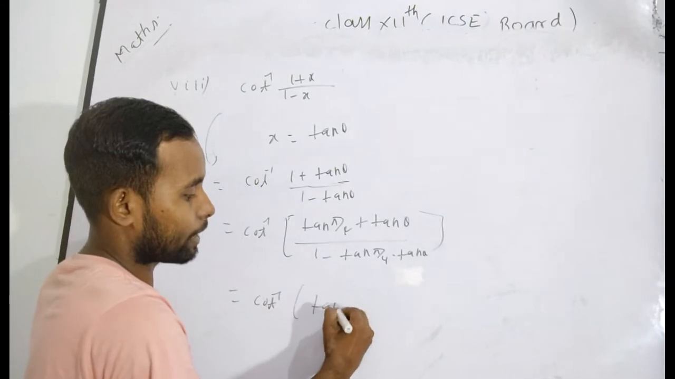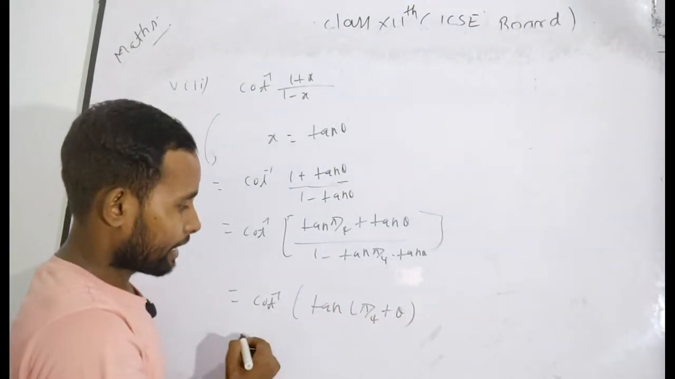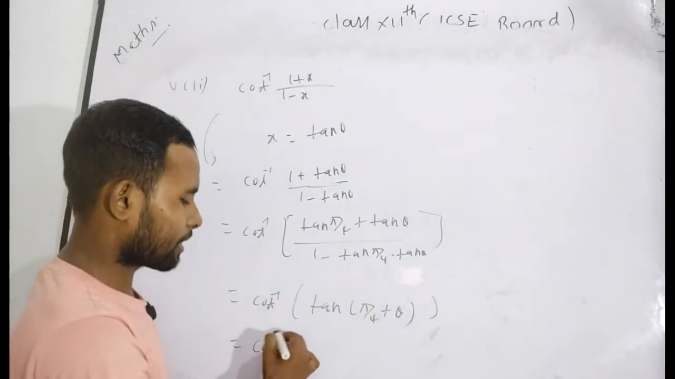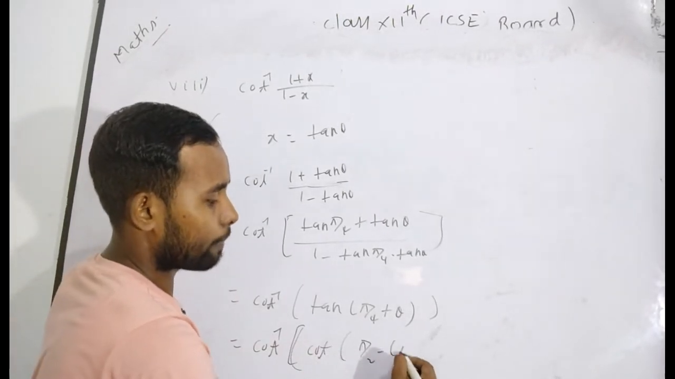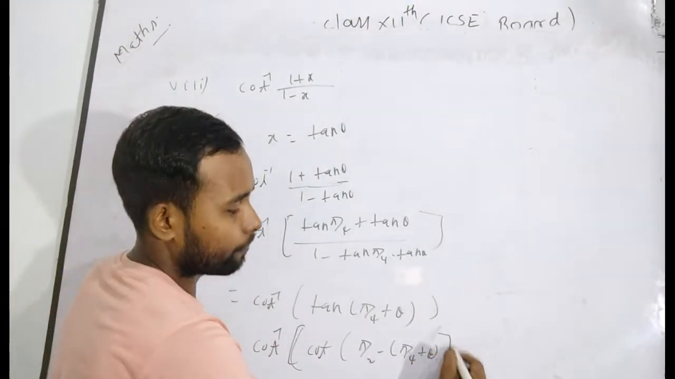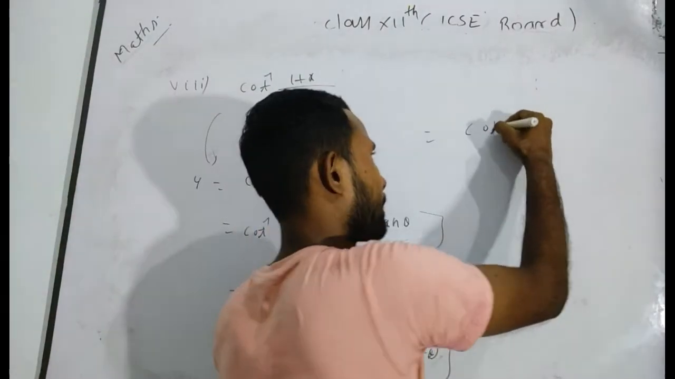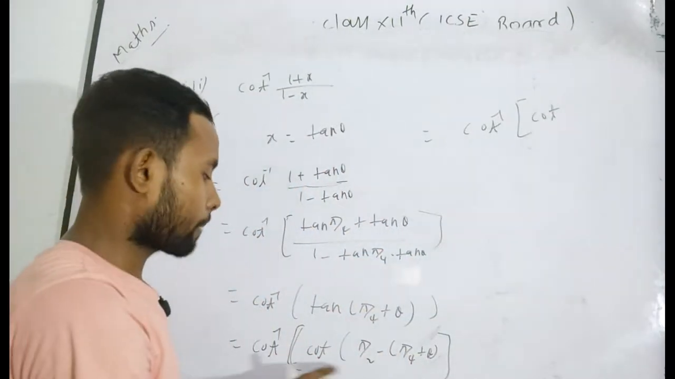You can write here tan of pi by 4 plus theta. Can you write it? Now for the cot inverse, can you write cot of pi by 2 minus pi by 4 plus theta? I think you understand. After it you can write cot inverse cot of pi by 4 minus theta.